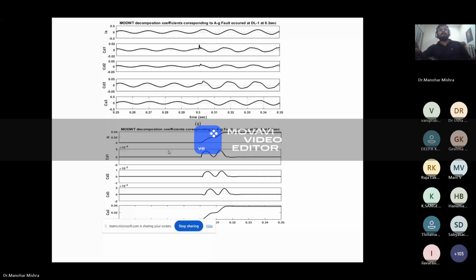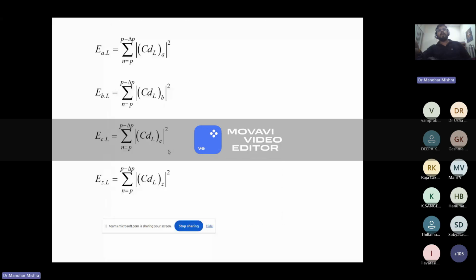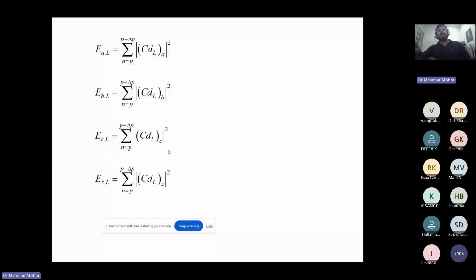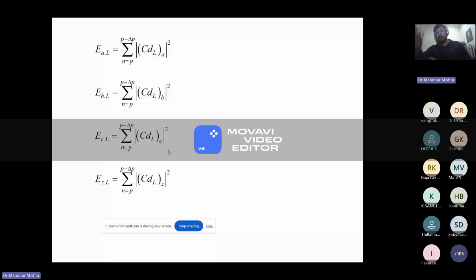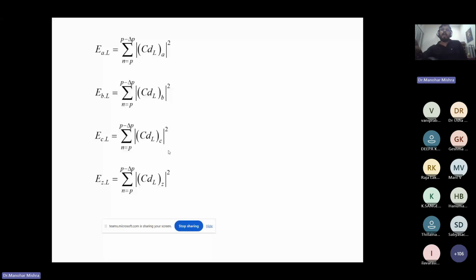Then these are the features that were calculated. We calculated the energy value for the A phase, B phase, and C phase, and also for the zero sequence component. The zero sequence helps to determine whether this is a line to ground fault or not.